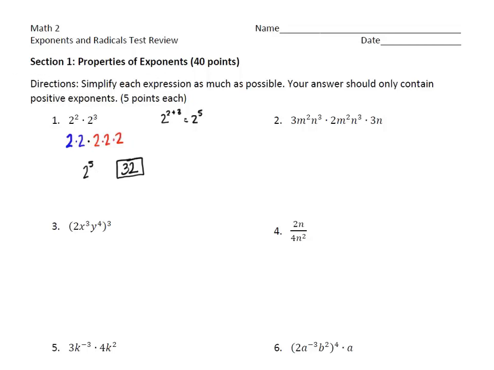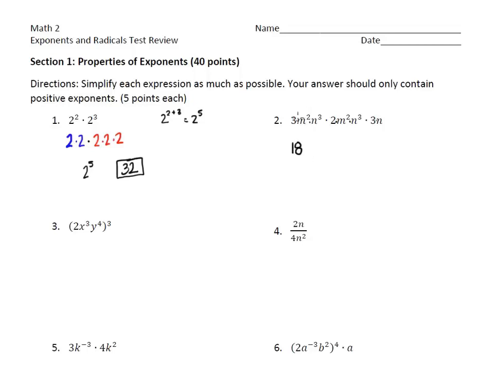All right, question number 2. Here we've got a whole bunch of stuff being multiplied. Remember, each of these are being multiplied individually. So like this 3m squared, that's really 3 times m squared, times n to the 3rd, times 2, times m squared, times n to the 3rd, times 3, times n. These are all being multiplied together, and it doesn't matter what order you multiply them in. So I want to group them together by common things, like the 3, the 2, and the 3. I can multiply those together. 3 times 2 is 6, times 3 is 18.